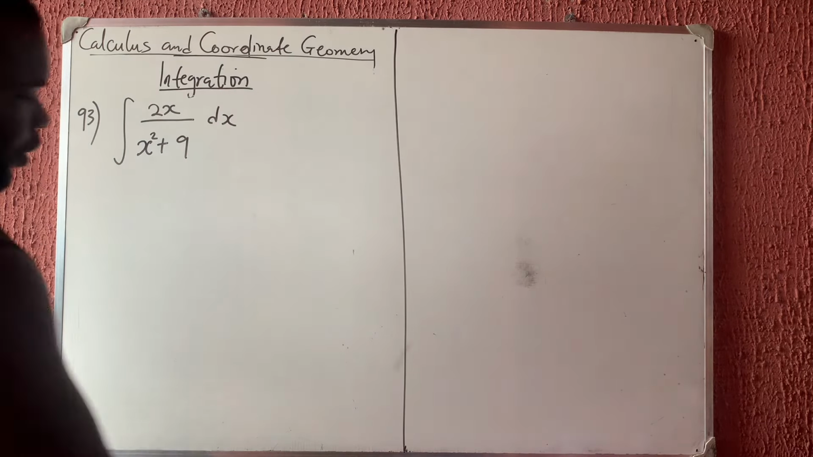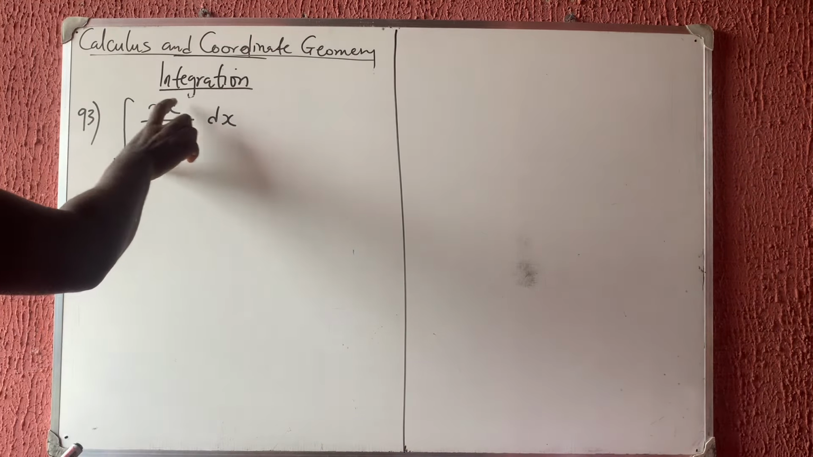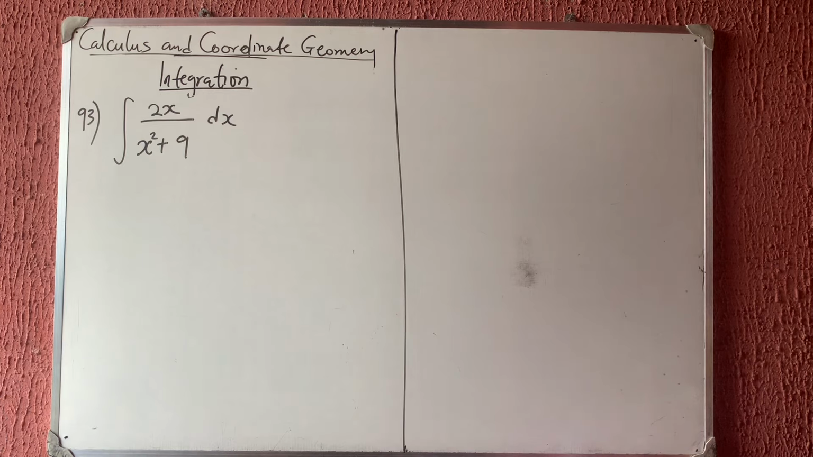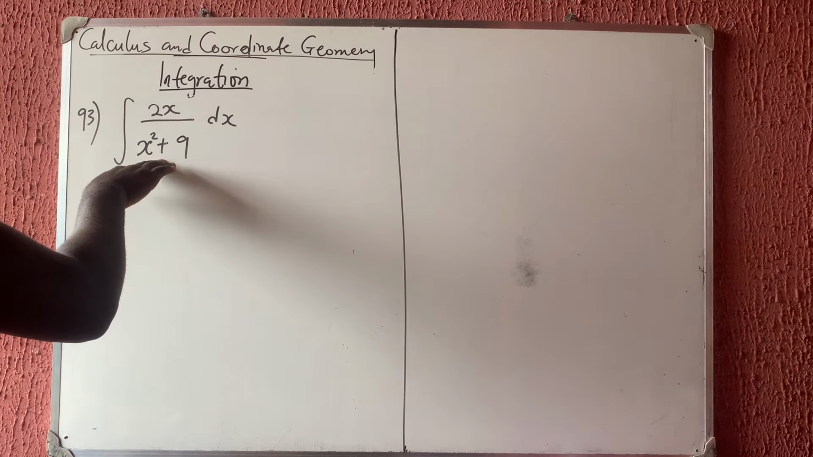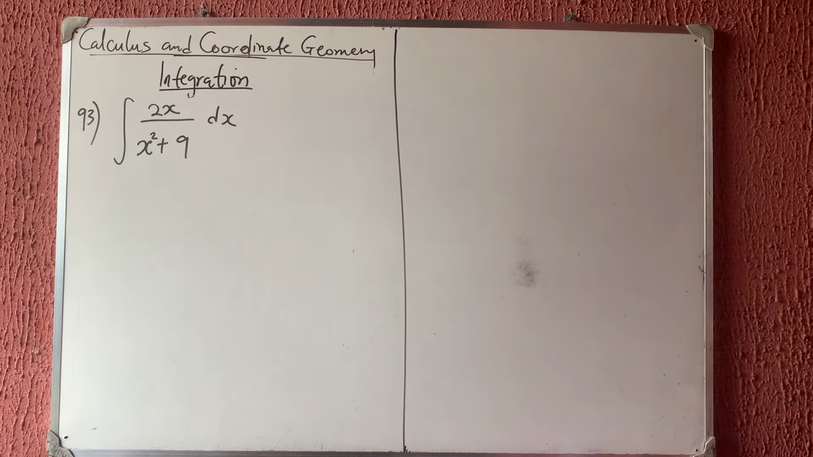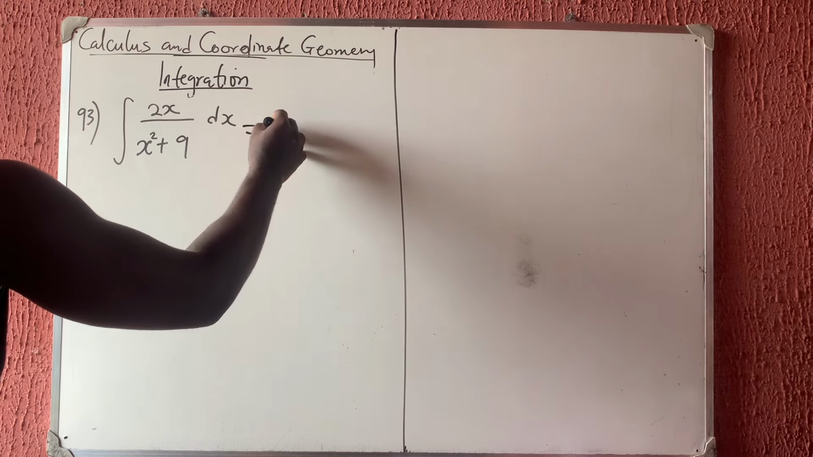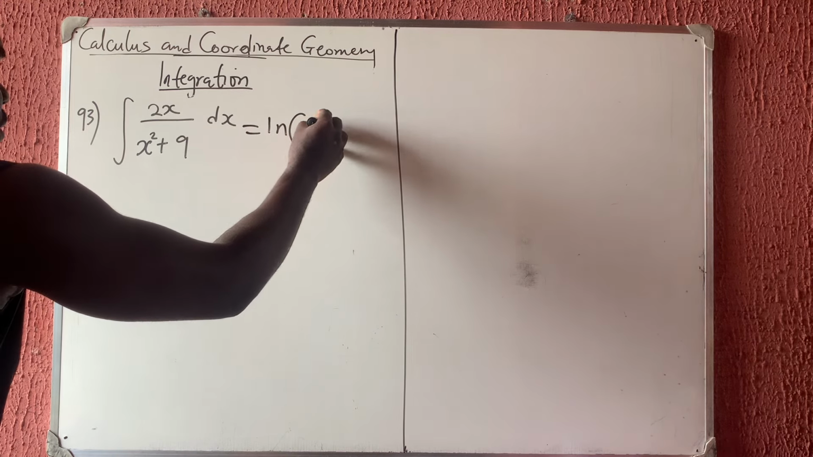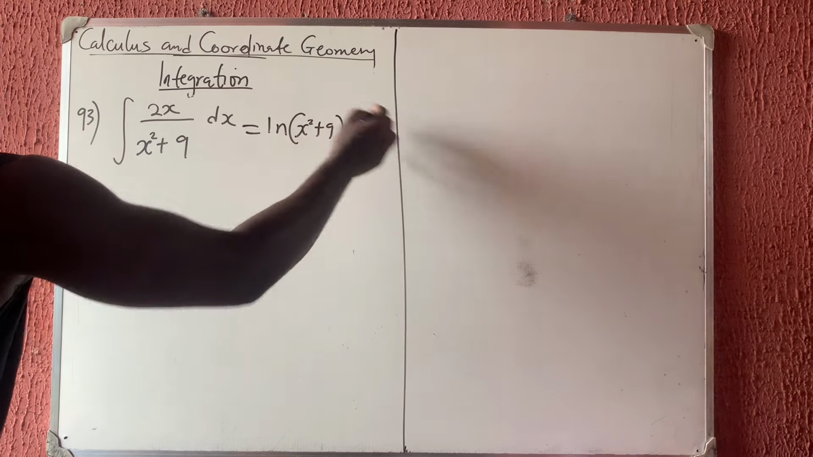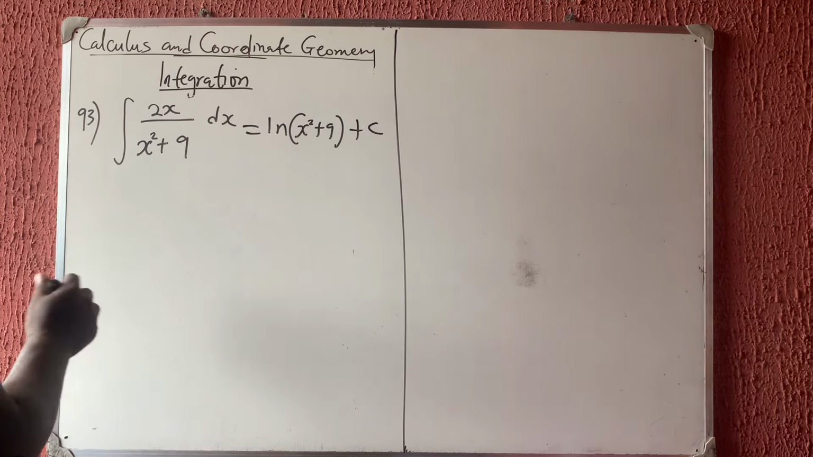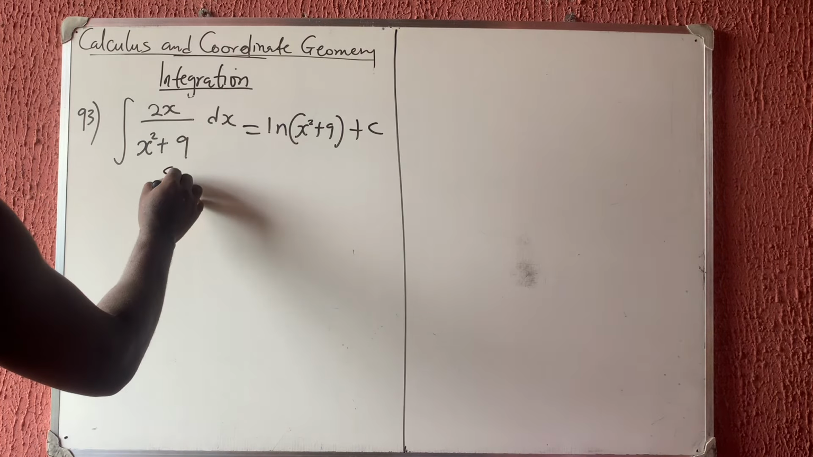Like I told you before, whenever you have quotient integration, the first thing you test is, if I differentiate the denominator, will I get the numerator? If yes, your answer is simply ln that denominator, okay, then plus a constant. Let's check. Now, but if you want to solve it normally, what do we do?